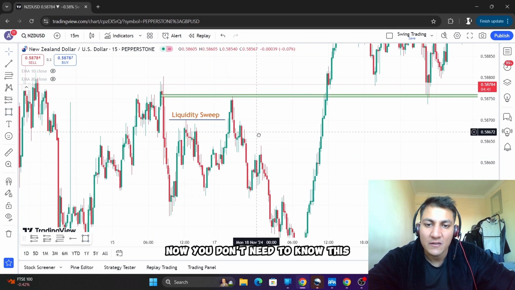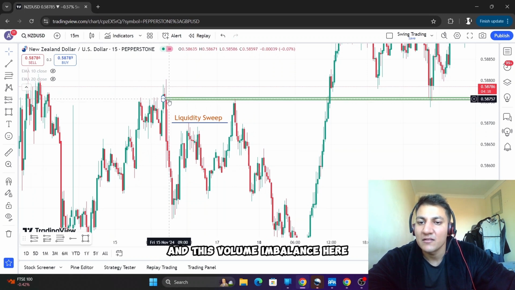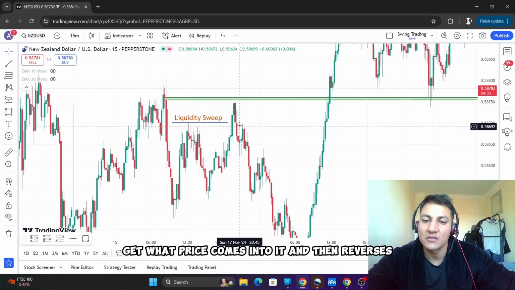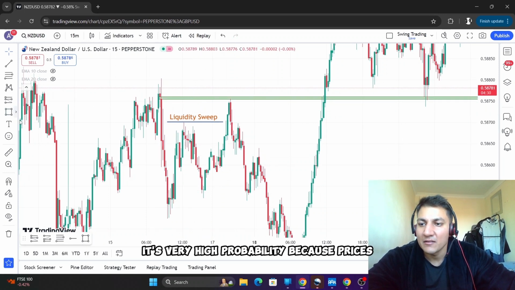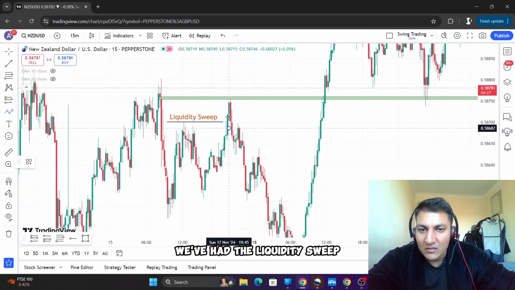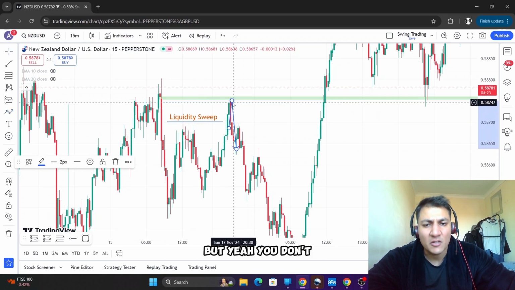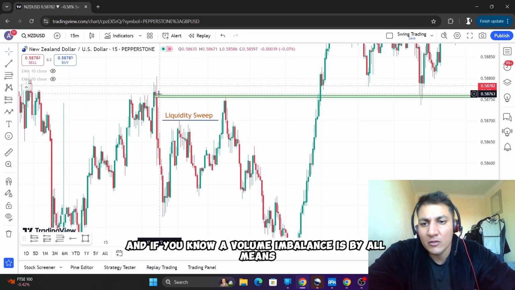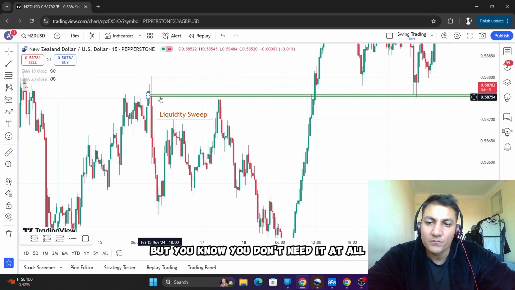Now, you don't need to know this, but if I was on the charts, it just adds to the probability. And this volume imbalance here essentially acts as a fair value gap, where price comes into it and then reverses. That's what this really is. But again, it's very high probability because we've had the liquidity sweep, it touches the volume imbalance, and then starts to move down. But you don't need to see a volume imbalance at all. It just adds to the probability. And if you know what a volume imbalance is, by all means, add it to your analysis if it's there, but you don't need it at all.